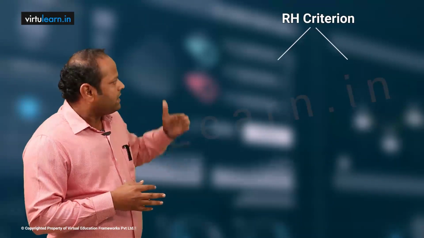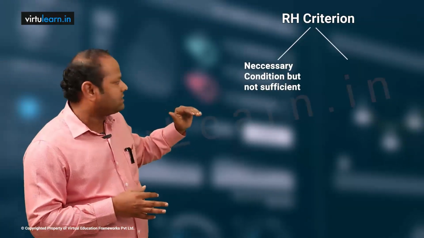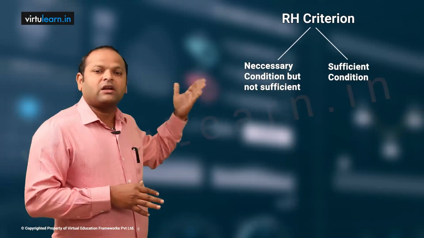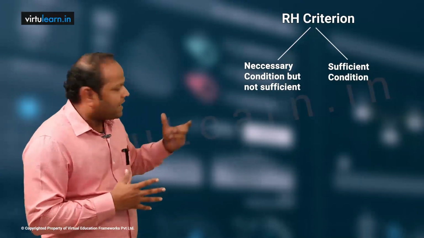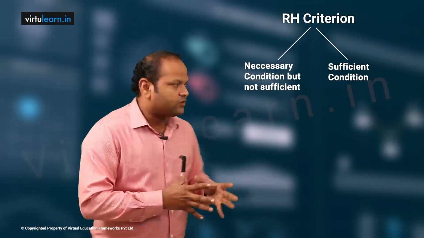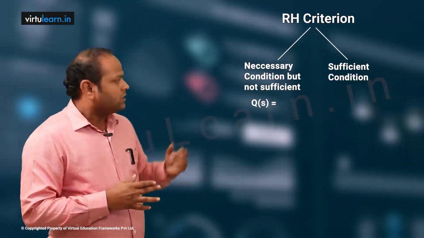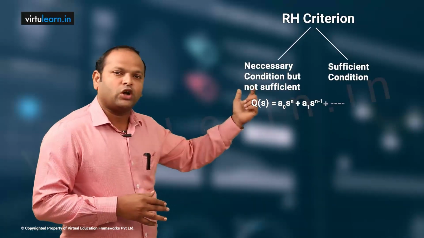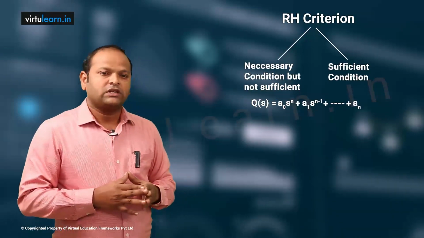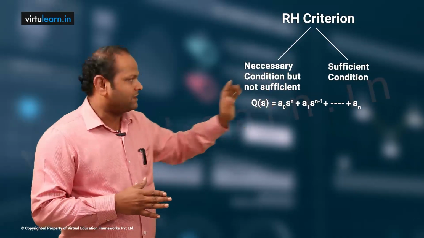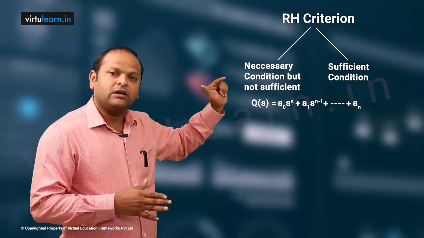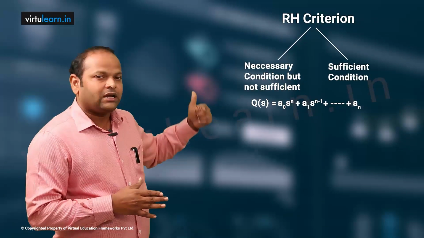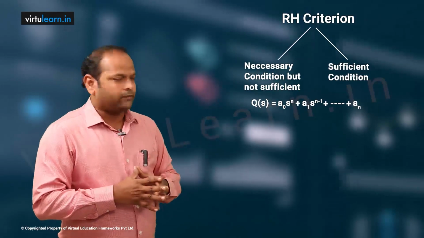Now, in the Routh-Hurwitz criteria, we have two conditions. One is necessary but not sufficient conditions, and the other is sufficient conditions. So what are the necessary but not sufficient conditions? Let us take the characteristic equation in polynomial form. We have Q of S equal to A0 S power n plus A1 S power n minus 1 plus dot dot dot up to An. So there are n number of terms like this. We have the highest degree S power n, so the number of roots of this equation is n, and we can say the number of closed loop poles is also n.